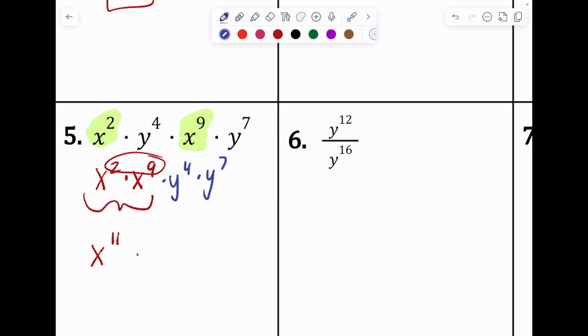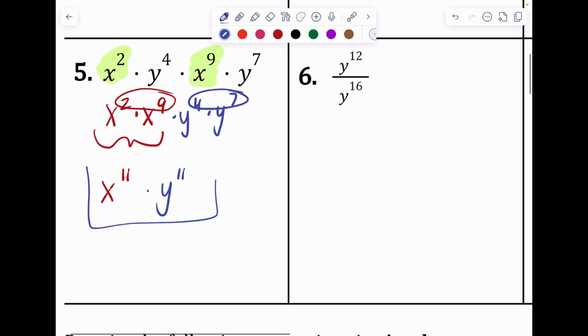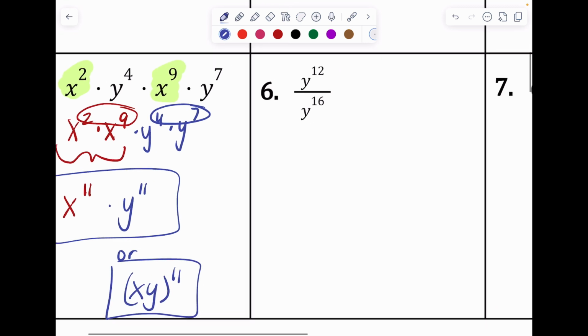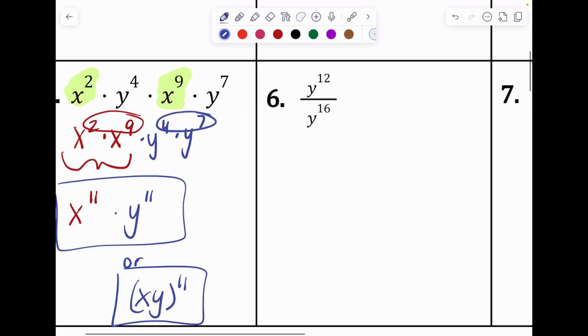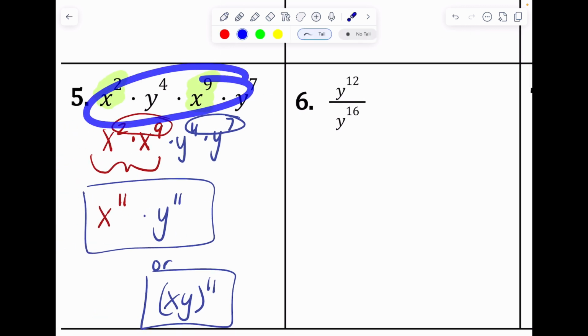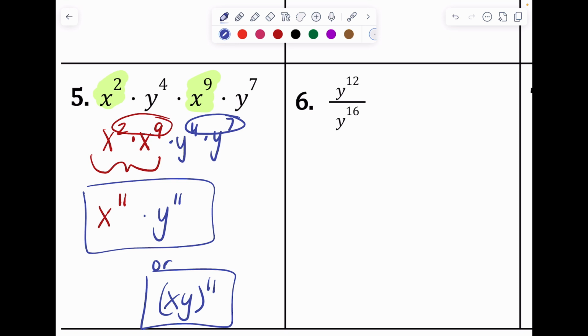And if I have the same base, I add my exponents when I'm multiplying, and I get y to the power of 11. Okay, this is my answer. Or I could write it as x to the power of 11 times y to the power of 11, because that's what this also means. Oh, and also in this one you saw your product rule. So let's label it product.